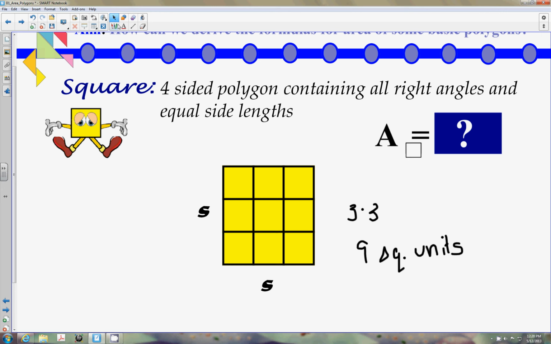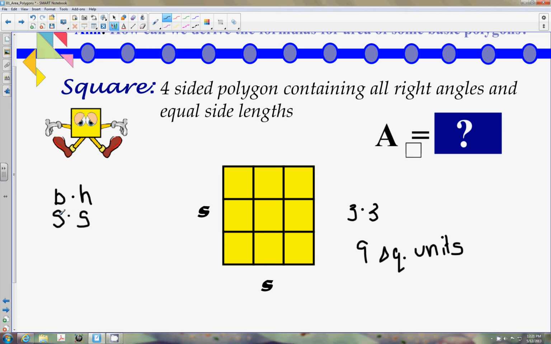So let's think about how the formula can be different. All right, so we had before base times height, right? Base times height was our area. But we don't need 2 different letters. So we decided to use the letter S instead to represent side. So really it would be side times side, just like 3 times 3. Can I multiply the same variable by itself?